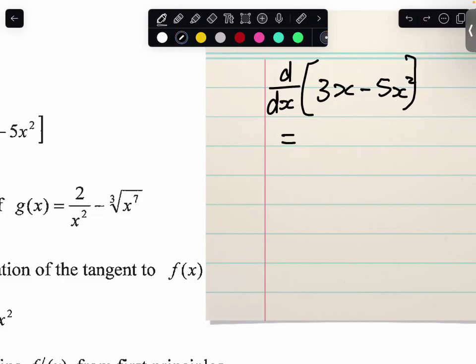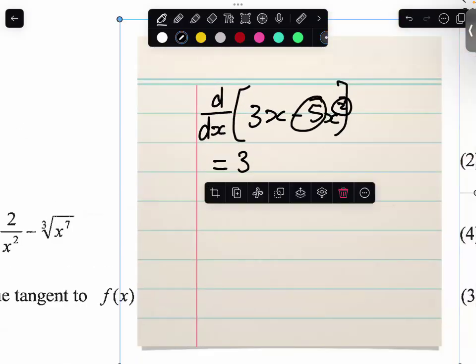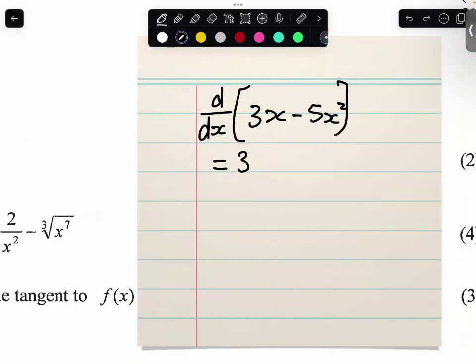When we find the derivative, it's 1 times 3, which just gives me a 3, and 1 minus 1 gives you a 0, so that whole x falls away because x to the power 0 is 1. And then 2 times minus 5 gives me a minus 10, and subtract 1 from the exponent, which just gives me x to the power 1. I'm not going to write it in.